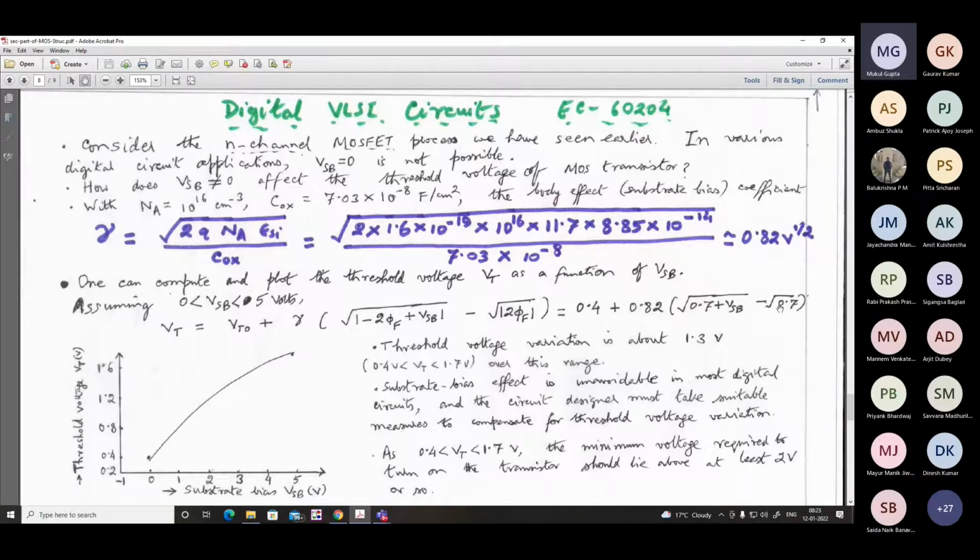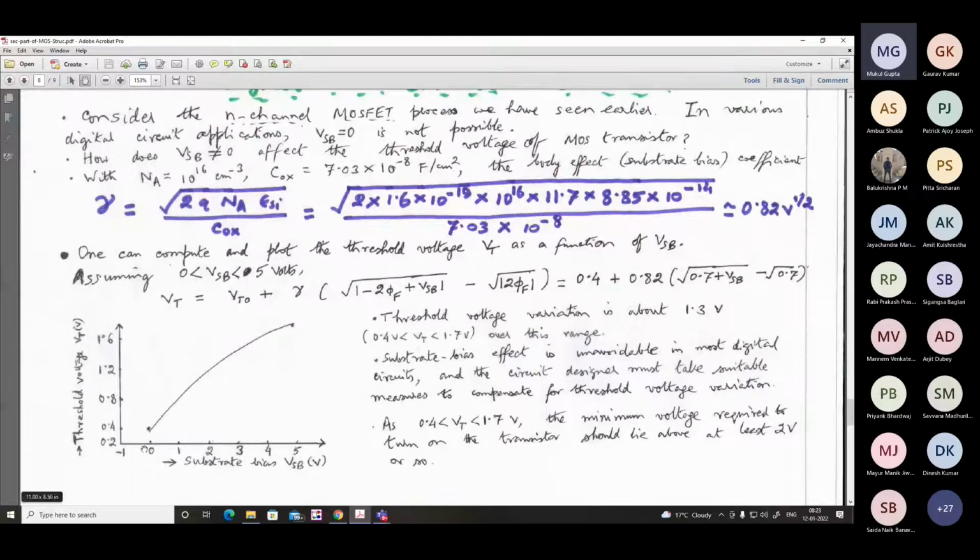If you keep on varying VSB, accordingly the threshold voltage will vary. So here we show, we have first calculated for various values of VSB. For VSB equal to 0, the value of VT0 is 0.4. Then it will gradually increase as you increase VSB. So as you increase VSB over the range 0 to 5, that is 0, 1, 2, 3, 4, 5, you will get the values and you can draw a fitting curve to show the variation of threshold voltage. Starting from 0.4, it can vary as much as 1.6 volt or 1.7 volt. Threshold voltage is found to be almost about 1.3 volt.